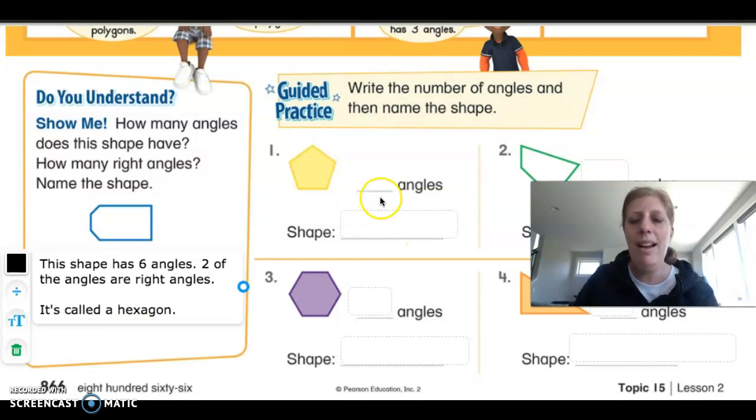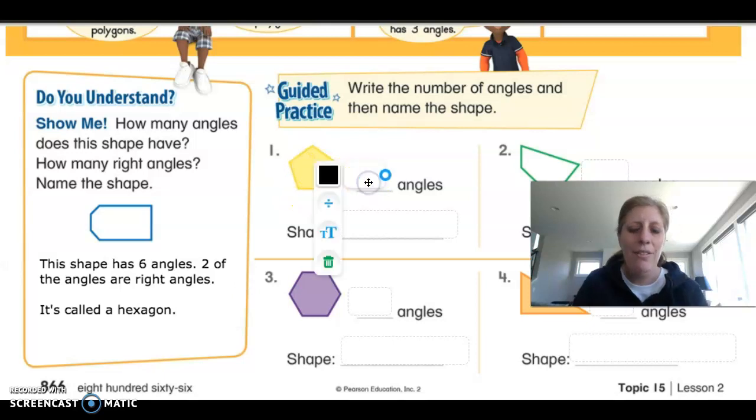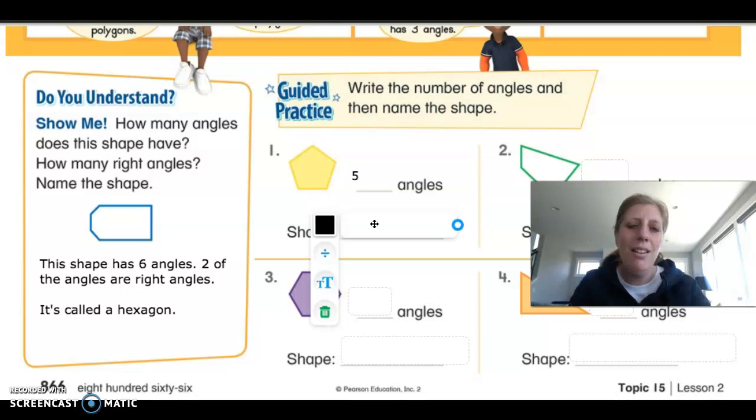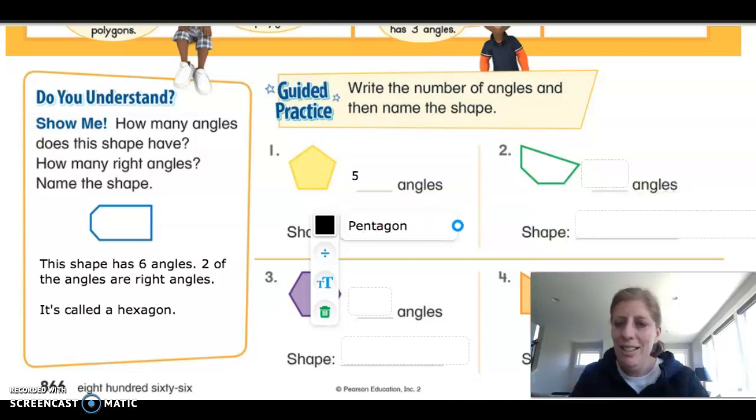All right, guided practice. Write the number of angles and then name the shape. So this one has 1, 2, 3, 4, 5. 5 angles. Do you remember what that's called? If you don't remember, you can turn back to those pages we did yesterday. When you know it, say it out loud. Pentagon.